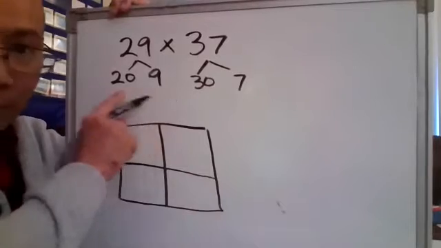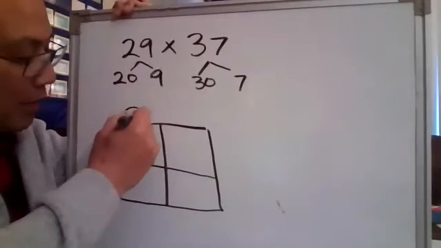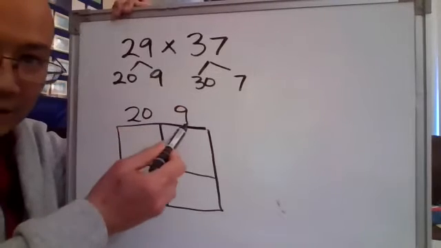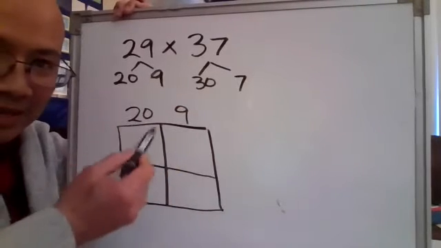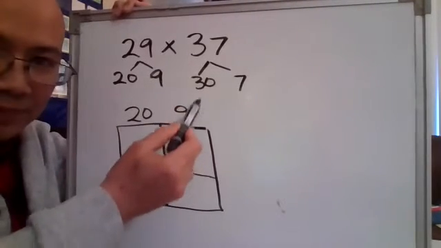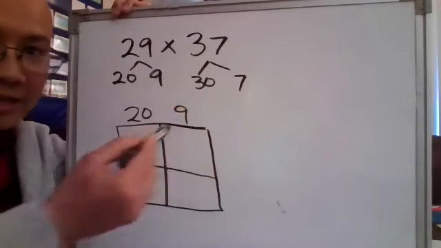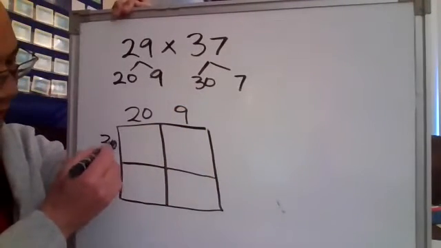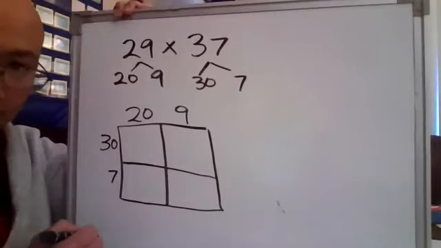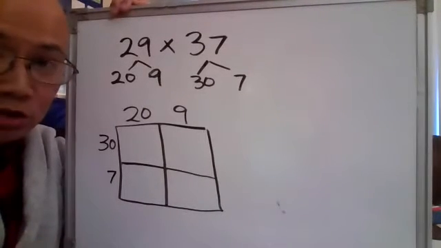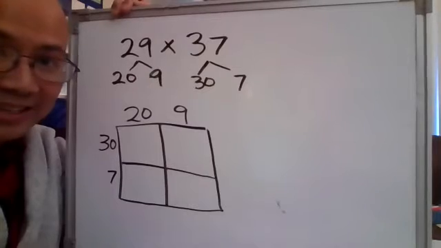For my first number on my top row, I'm going to write 20 and then 9. In my tens place, I have 20 and then 9. And then in my second number, 30 and then 7. You may use a multiplication chart as well. If you have a multiplication chart, you can also look at that.